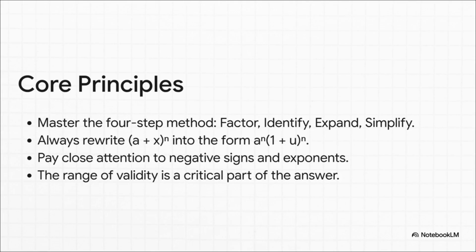Second, your goal is always to rewrite the expression into that a to the n times 1 plus u to the n form. Third, and this is a big one, watch out for those negative signs and exponents when you're simplifying. It's so easy to make a small mistake there. And finally, and I can't say this enough, the range of validity is not optional. It is a critical part of your answer every single time.